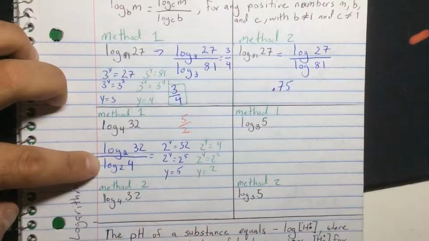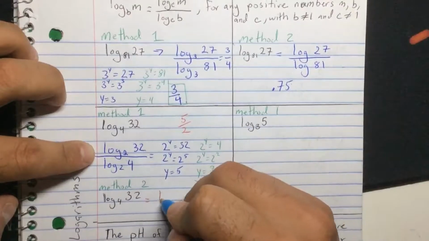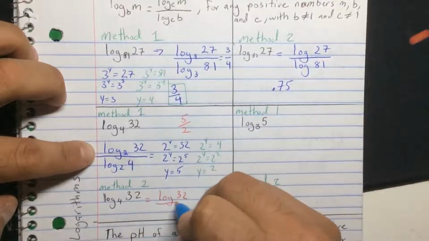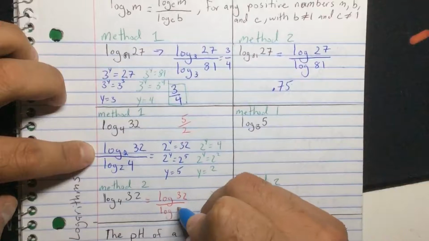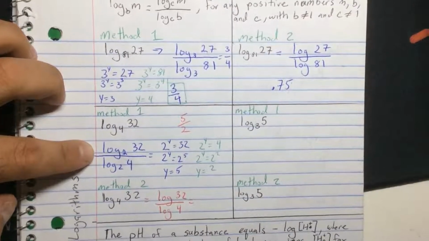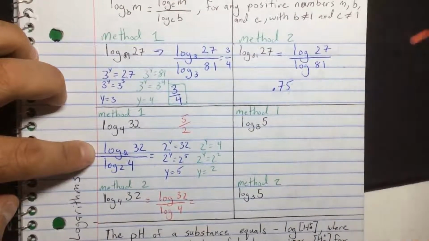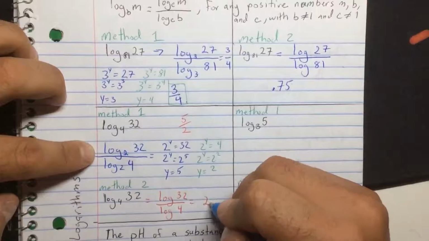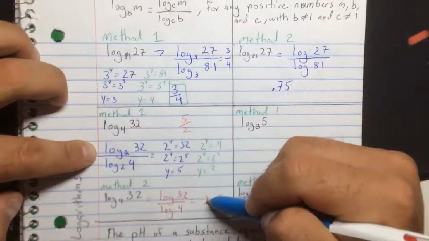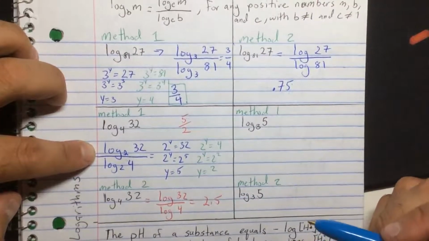Method 2, once again I'm going to do in red. We're just going to rewrite this here, but we're going to leave it as log base 10. So we have the log of 32 over the log of 4, which we plug into our calculator. This is going to give us 2.5, which is 5 over 2, because 5 divided by 2 would be 2.5. So this is how we solve our method 2.